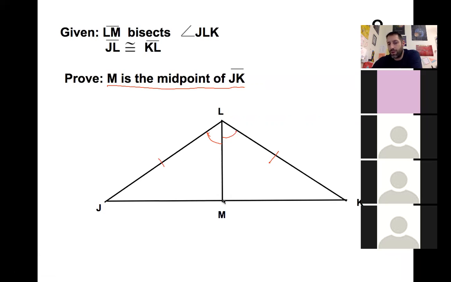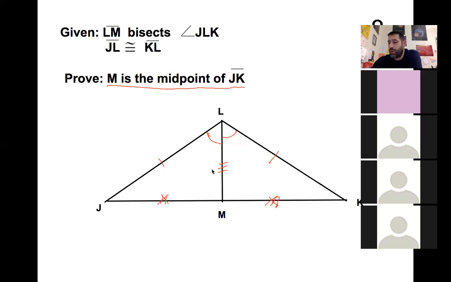Well, in order to prove that M is the midpoint, I need to know that JM and KM are the same lengths, that these two sides are congruent. I would need to prove that. Now we can't assume that, and we don't know it to be true yet, so we can't say that yet. But we can say that the shared side is going to be congruent to itself.